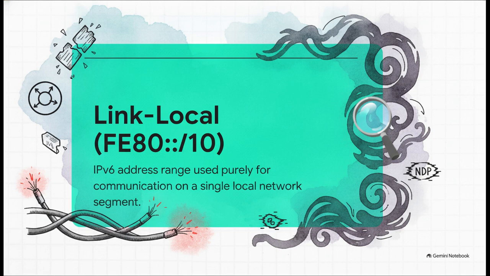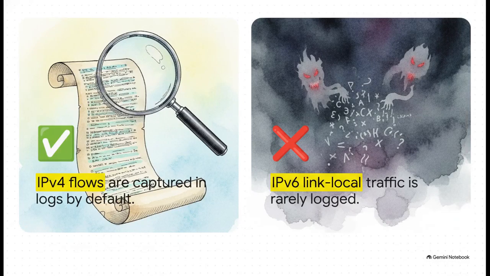But because it's so foundational, this exact space is the playground for devastating local attacks, like Neighbor Discovery Protocol, or NDP, and router advertisement spoofing. And here is the genuinely terrifying part: the visibility gap.